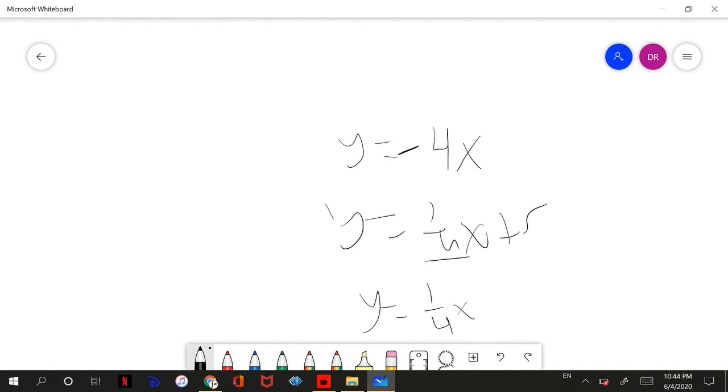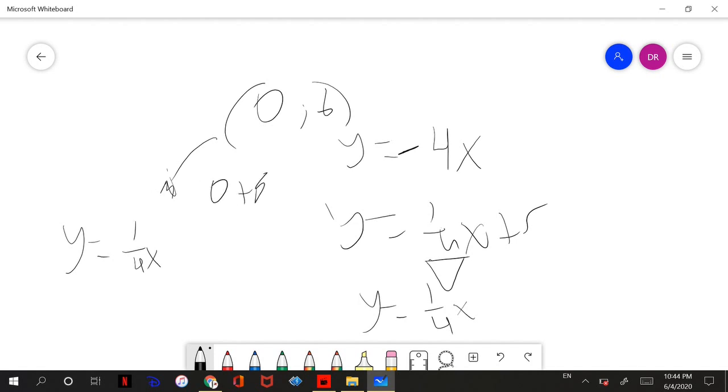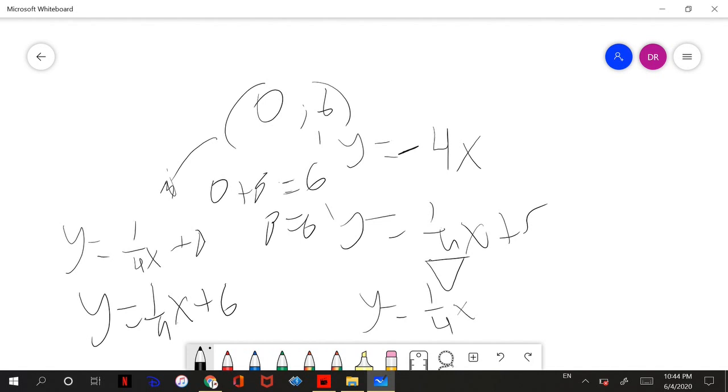So let's say we wanted a line that was parallel to this, but also went through 0, 6. So this is how we would do it. Okay, so parallel, they would have the same slope, and then we would substitute in the 0 for the x. And then so we would have 0 plus b. The slope-intercept would have to equal 6. That's the y. And then we get b is equal to 6. And so the equation is y equals 1 over 4x plus 6.